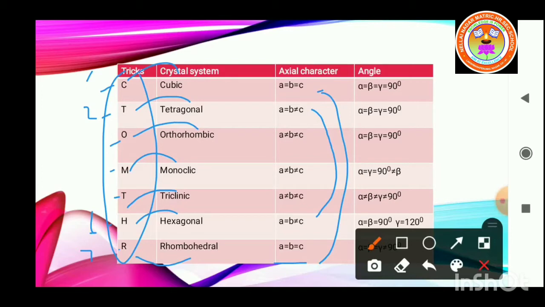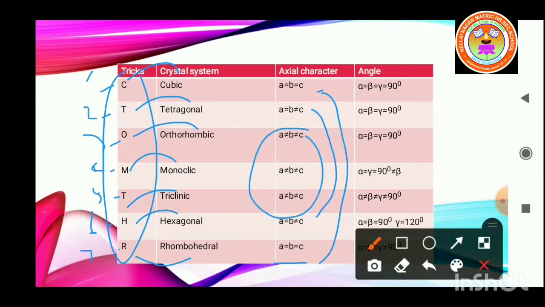Okay, and the remaining three are all the same. What are the remaining three? Yes, that is three, four and five. What is the condition here? a not equal to b not equal to c. Yes, the axial character is clear now. Shall I move on to the angles?